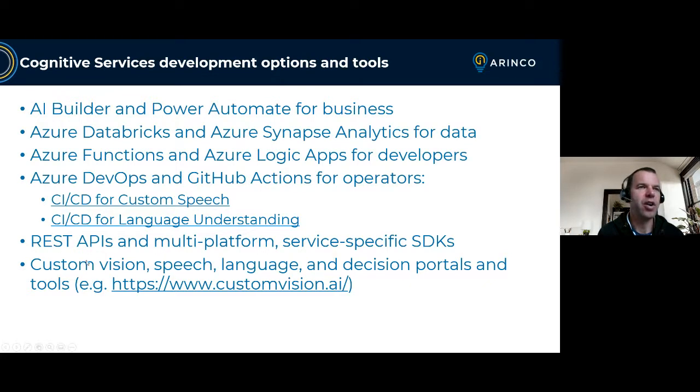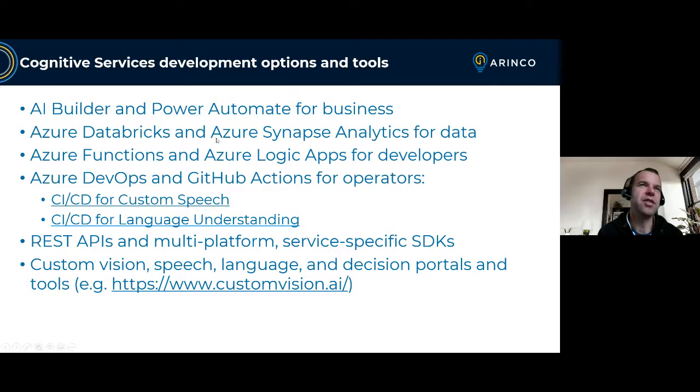Finally, and I demonstrated one of these earlier, some of these cognitive services offer their own portals and tool sets as well. Q&A Maker is one of those. Examples of some other cognitive services that have their own portals and tool sets include Custom Vision, Language Understanding or LUIS, and the speech service as well.